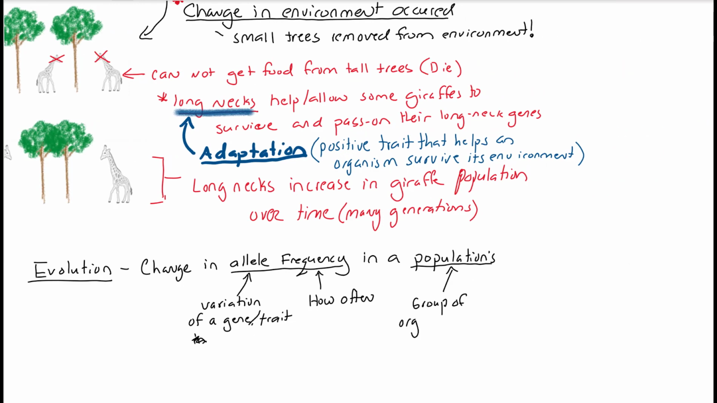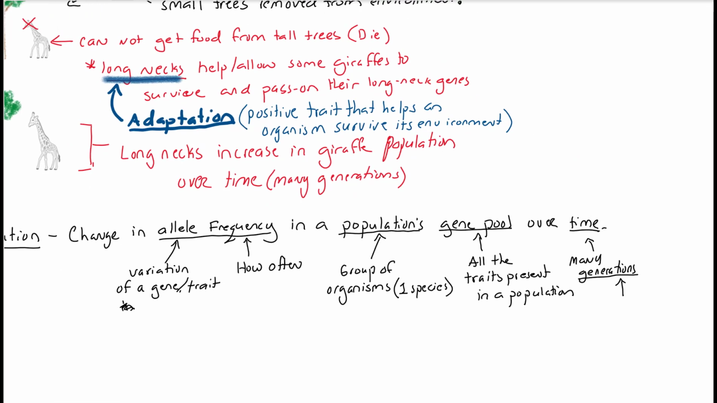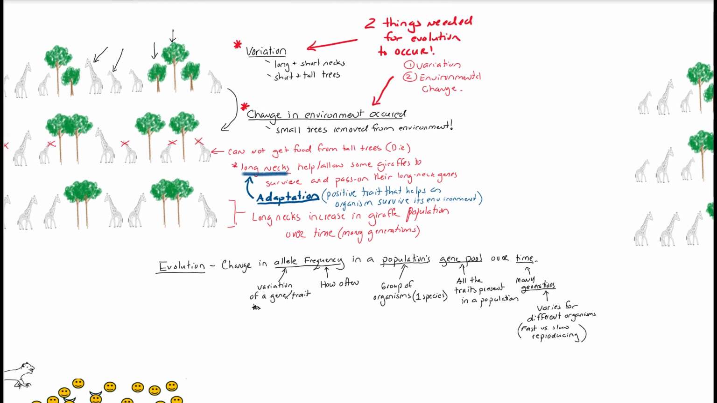Frequency is how often something happens. Change in allele frequency in a population's gene pool. Population's a group of organisms, one species. Gene pool, those are all the different traits present: 2 eyes, 2 ears, 1 mouth, teeth, 2 nostrils. Over time. Evolution takes many generations. Generations vary for different organisms, depending on how fast they reproduce.